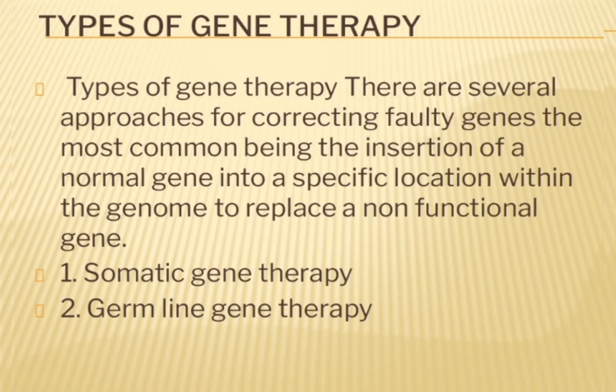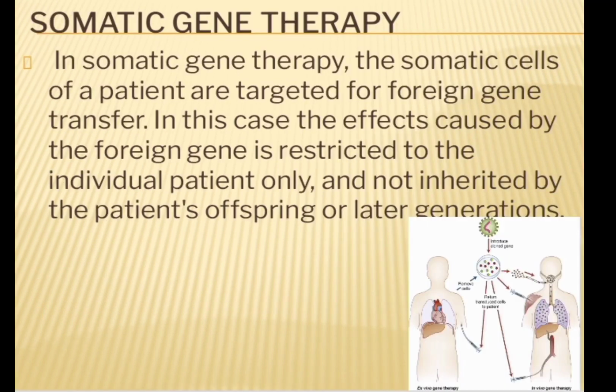What are the types of gene therapy? There are several approaches for correcting the faulty genes in the body. We can use two different types, namely somatic gene therapy and germline gene therapy. Coming to somatic gene therapy, the somatic cells of a patient are targeted for gene transfer. The effects caused by the foreign gene are restricted to the individual patient only.